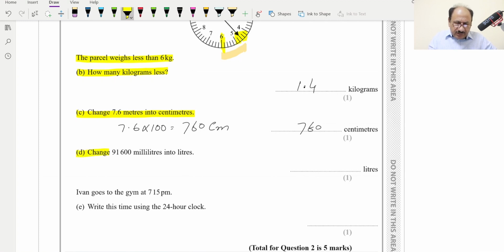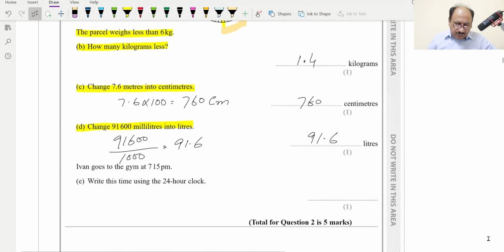Next, D part, change 91600 milliliters into liters. There are 1000 milliliters in 1 liter, so because we are going from a smaller unit to a bigger unit, we will divide by 1000. So this will be 91.6 liters, the milliliter to liter conversion.